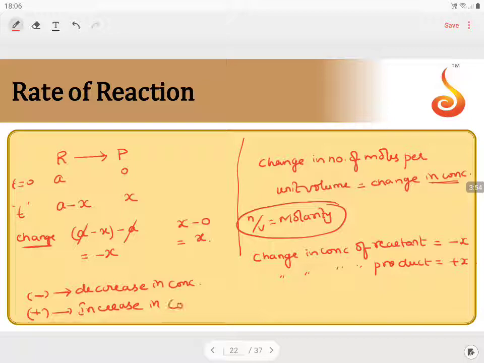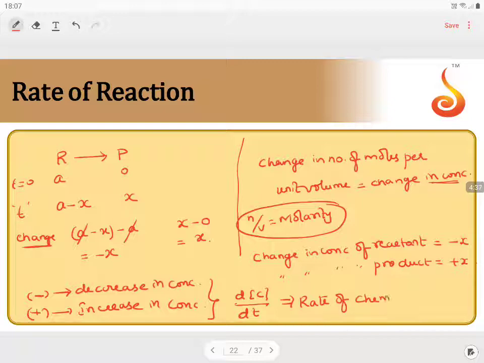If I take this sign into consideration, the negative sign indicates the reactant is being consumed in the course of the chemical reaction. Plus indicates the product is forming in the course of a chemical reaction. If I neglect the sign, the change in the concentration with respect to reactant or with respect to product per unit time will be taken as the rate of a chemical reaction.